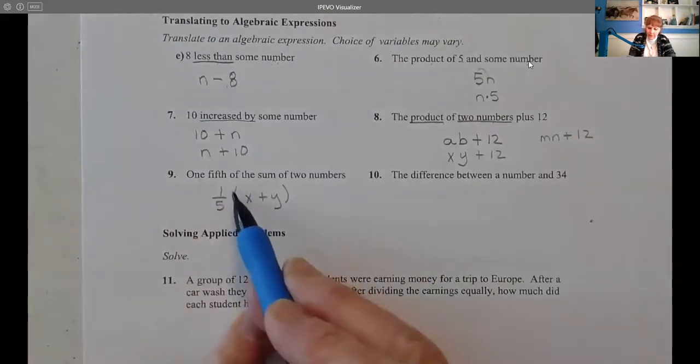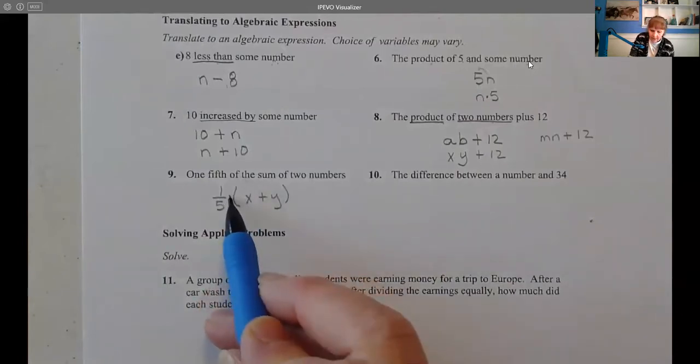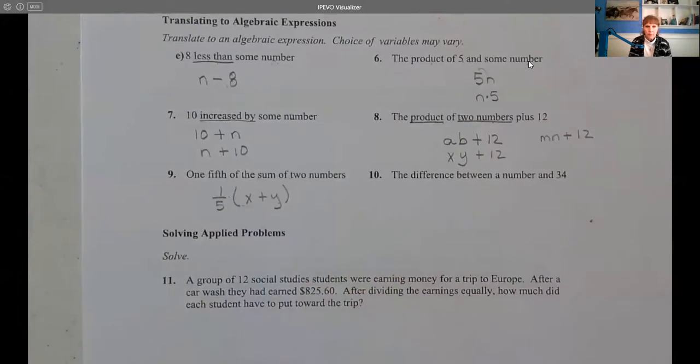So we have to have parentheses. That means do it first, right? With PEMDAS, do the parentheses first. So that is 1/5 of, which means times, the sum. So that means you had to add them first. 1/5 of the sum of two numbers. And again, I just chose X and Y.